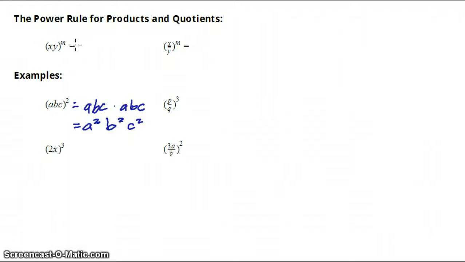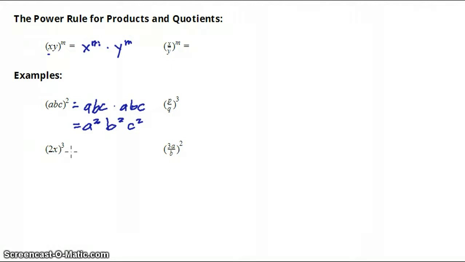So if I were going to restate that general rule, I would say that the product xy raised to the m power is going to be x to the m times y to the m. Okay, so let's look at one more example with a product.